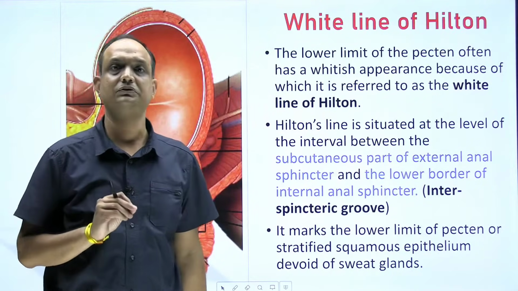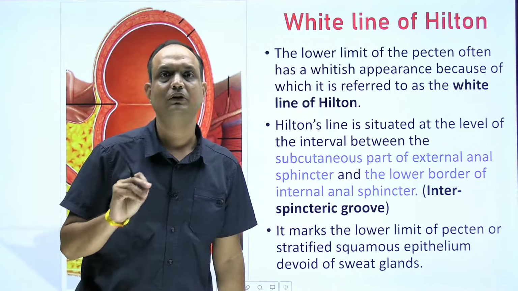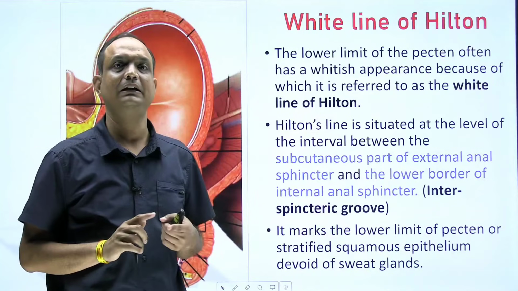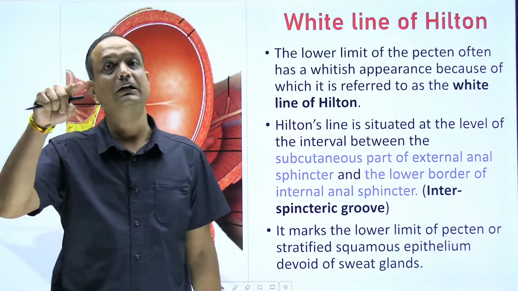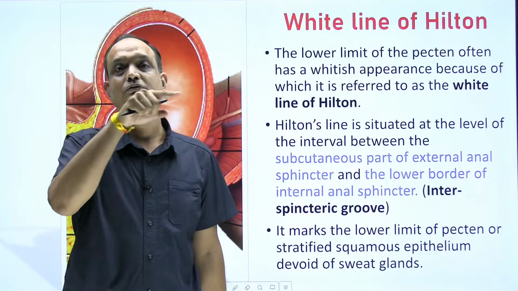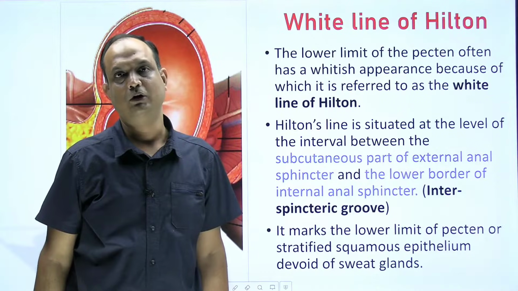Now, you have this question again and again in viva. What is the dentate or pectinate line and what is the white line of Hilton? So, what is the pectinate line? It is the lower limit of the upper part, where you will have the horizontal line which is formed by the joining of all the lower ends of the columns of Morgagni.